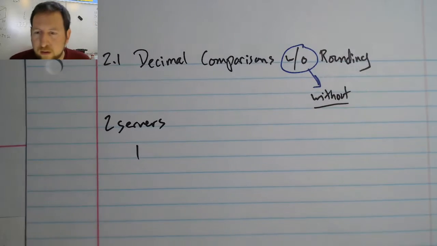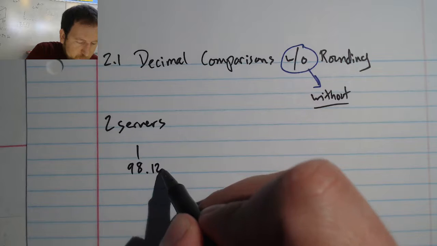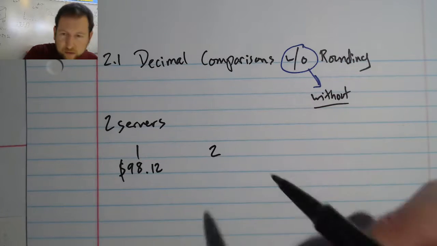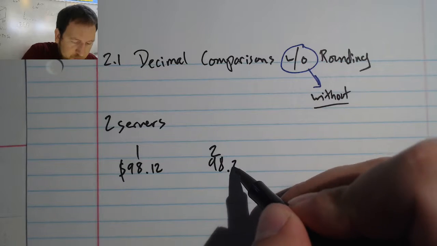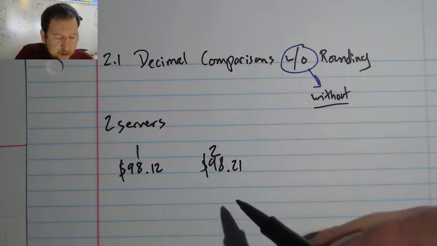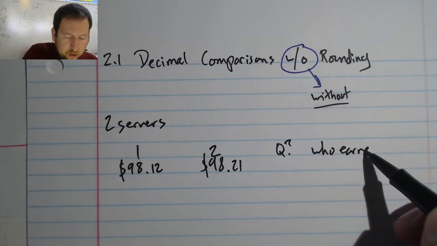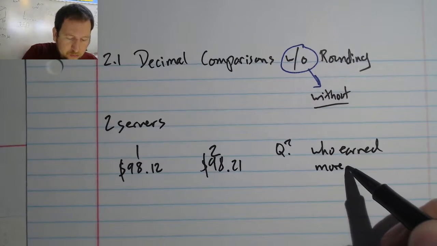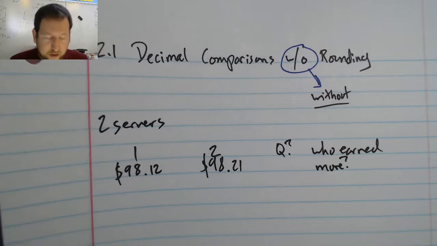Server 1 earned $98.12. Server 2 earned $98.21. And the question is, who earned more? So in this section, we're going to be looking at this and just remembering how to determine place value and how to compare two numbers using the idea of place value, okay?